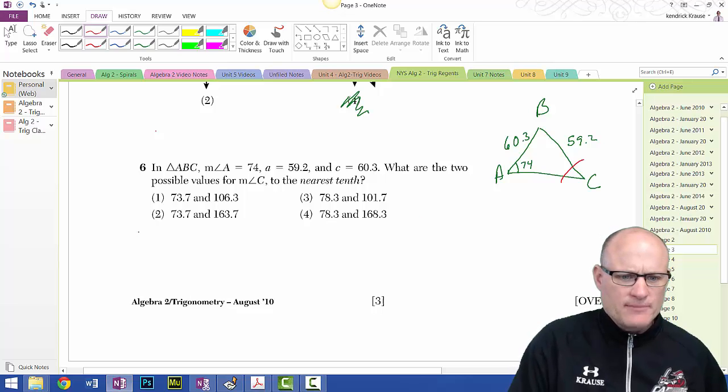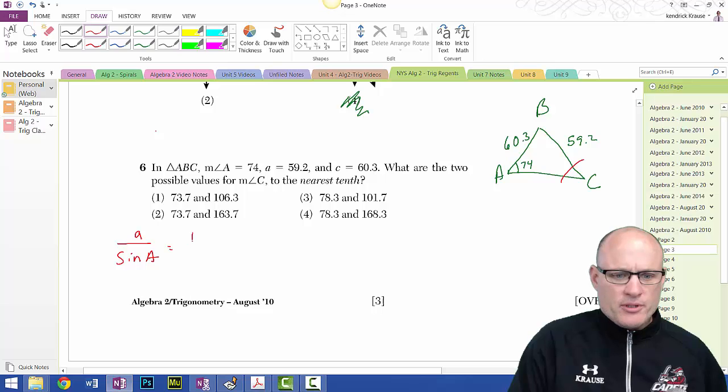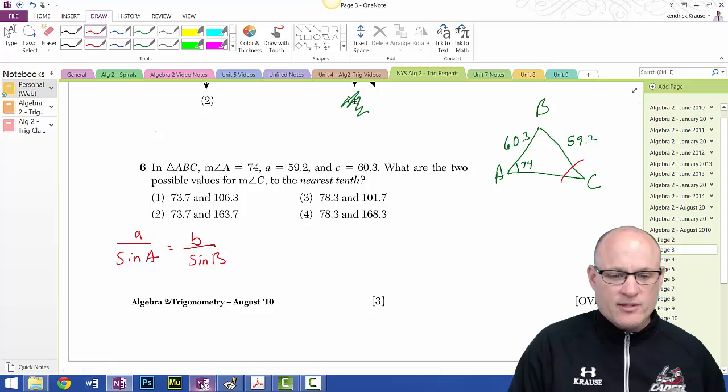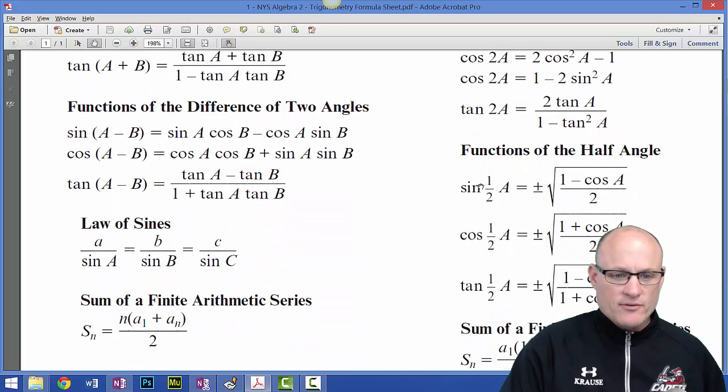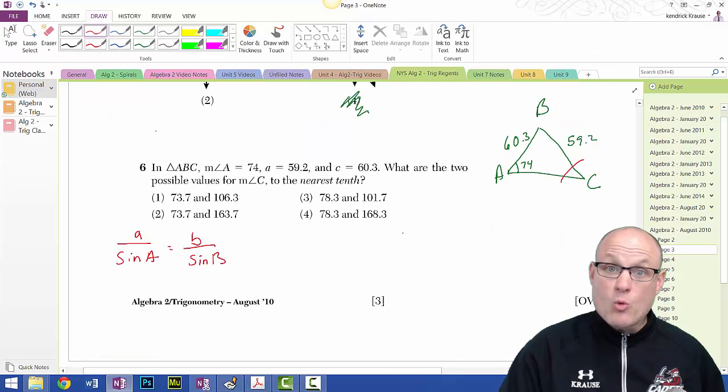And if you remember correctly, that's a over sine A equals b over sine B equals c over sine C. Not something you have to memorize. It will be on your formula sheet. Right there, law of sines. There it is. It will be on your formula sheet, so you don't have to memorize it. You just have to know when to use it. Key is when to use it.